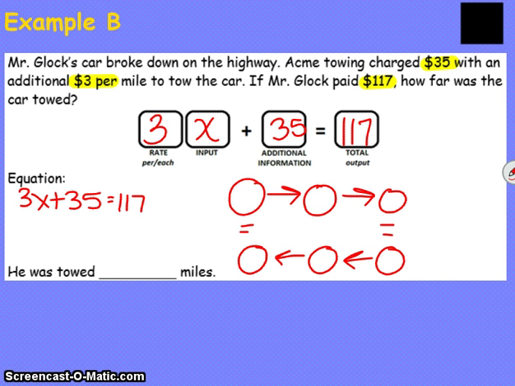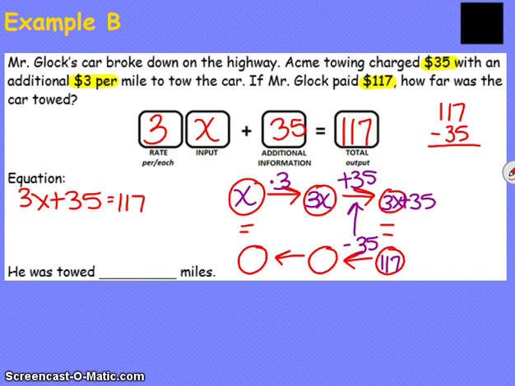So in that first little bubble, I'm going to put an x. Your variable always goes first. With that variable, I'm multiplying that by 3. X times 3 is 3x. Then I have to add 35. And 3x plus 35 is 3x plus 35. And that's all equal to 117. Then I look up. The opposite of plus 35 is to subtract 35. So 117 minus 35.